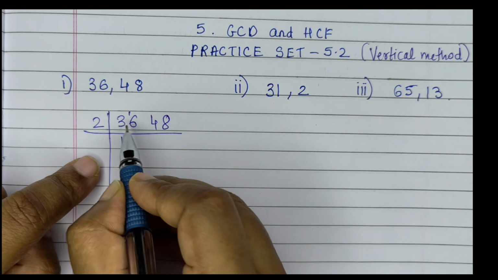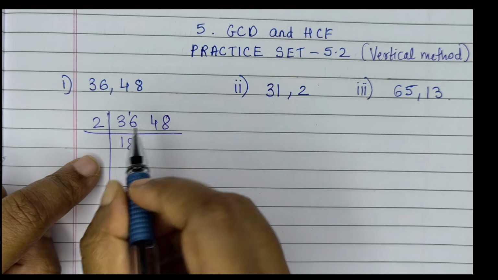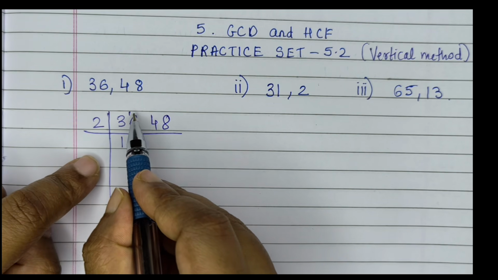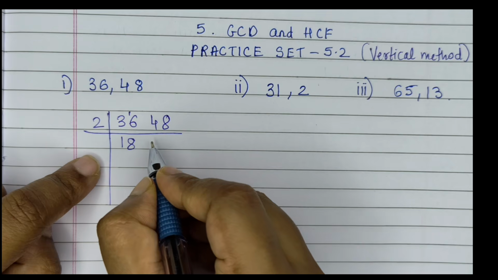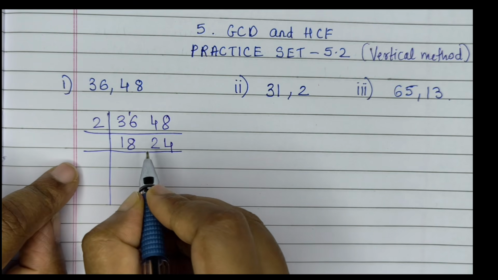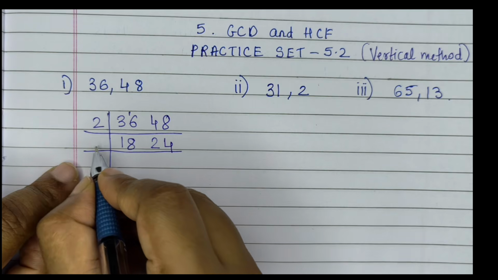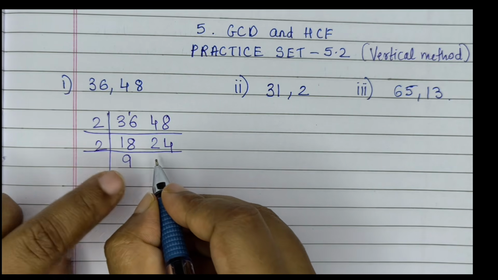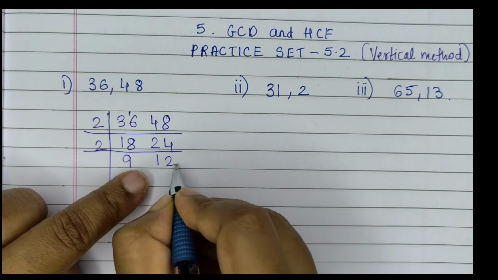It becomes 16. So 2 8s are 16. 2 ones are 2 in this, 1 is left, carry it here. 2 8s are 16. Same way on this side, 2 2s are 4, 2 4s are 8. Now see, the last numbers are again 8 and 4. Again 2. 2 9s are 18. 2 1s are 2. 2 2s are 4.